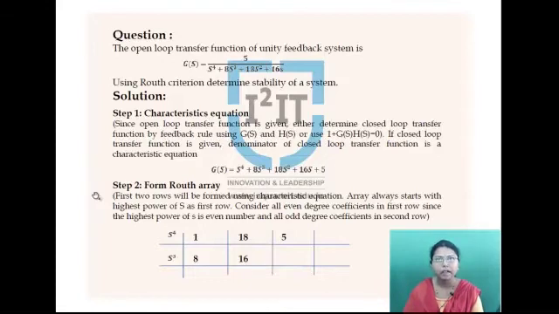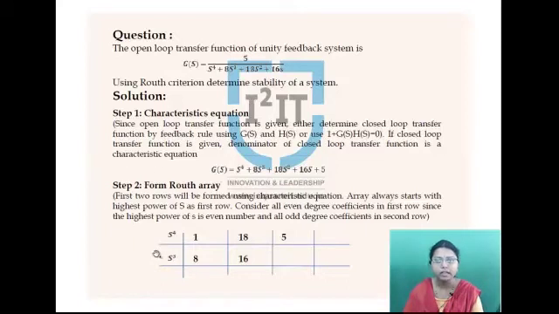Now we'll come to step 2. According to the methodology, step 2 is forming the Routh array. Now what is Routh array? Routh array is a table of rows and columns. The number of rows and number of columns will depend upon the polynomial obtained in step 1, or the characteristic equation obtained in step 1.